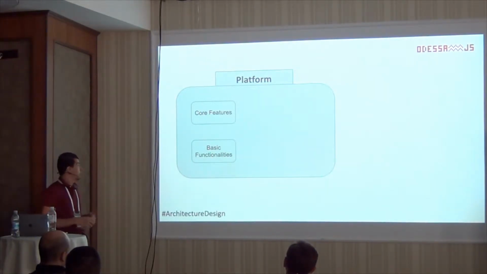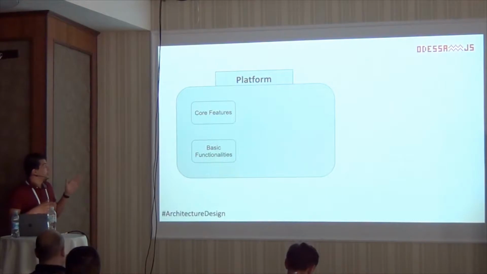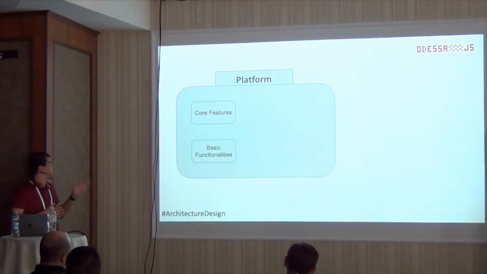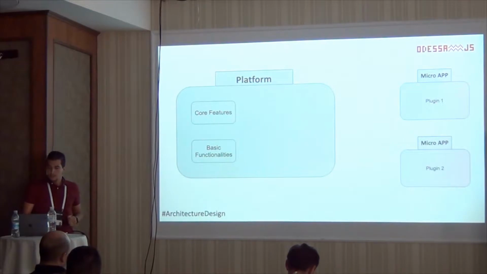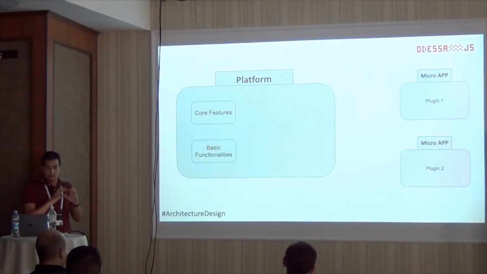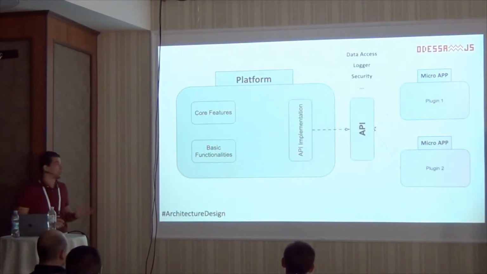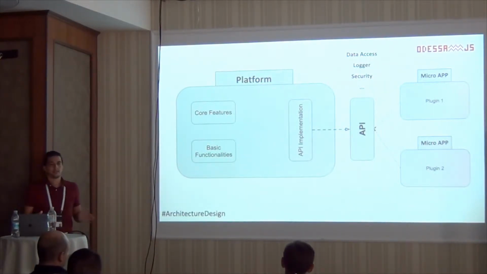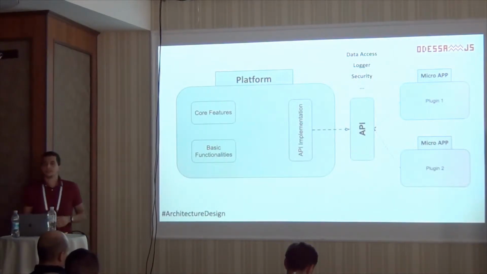So first of all, you need to design a main application, which I will call a platform. It will provide some core features and basic functionalities. And you will also find some plugins, which are like micro applications. They are small, and these plugins will consume an API which is provided by the main application or the platform. So in the API, we will find, like, a data access API, a logger API, a security manager API, etc.